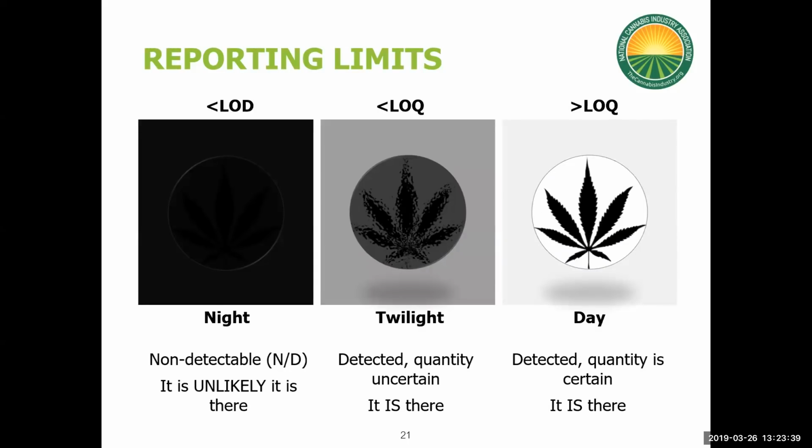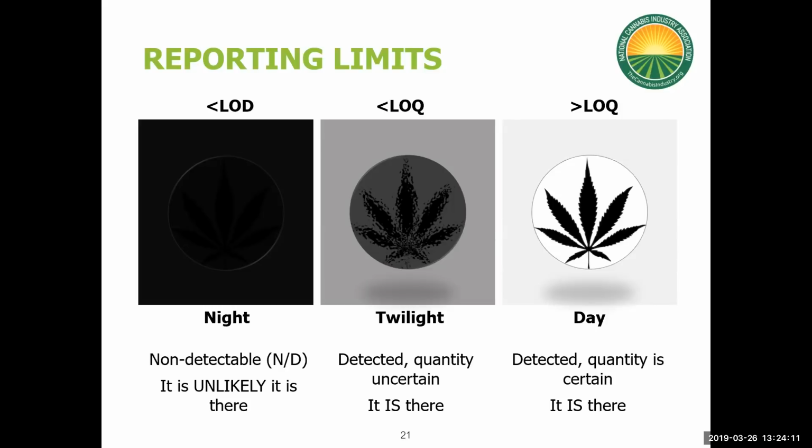So regarding these different reporting limits, these reporting limits have to do with the equipment that you're testing on, as well as the methods used to test for different analytes within that sample. So anything below the limit of detection could be equated to night, which is to say that analyte was non-detectable at that level, and it is highly unlikely that it is found within that sample.